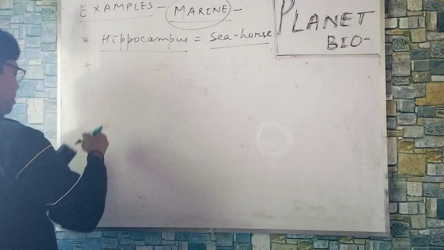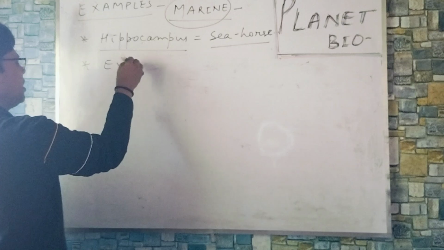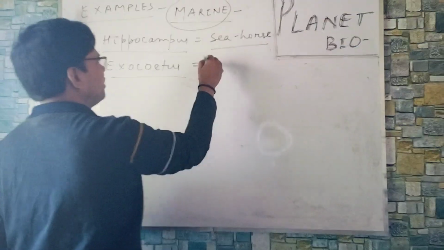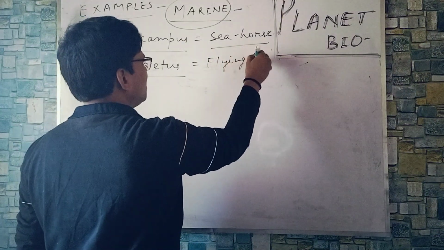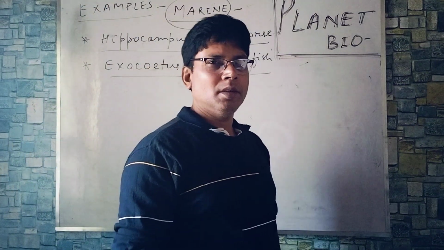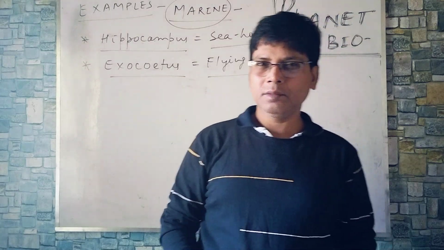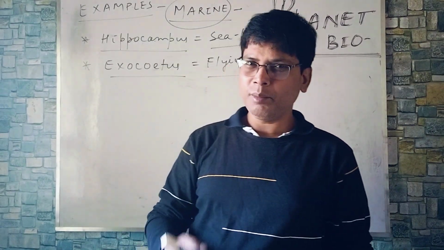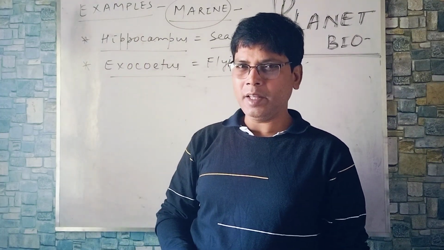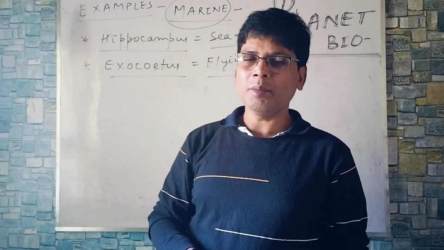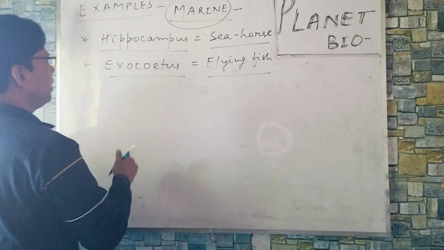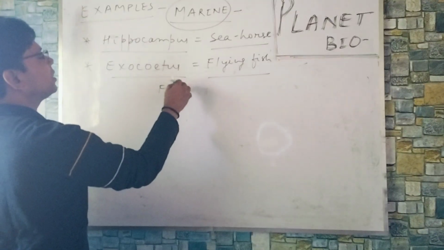And next one you can see Exocoetus, flying fish, that can spring or jump out of the water body up to a big height. Some people say in meters, some people say in feet. So it is capable of flying in the air and then coming back to the aquatic habitat. A special capability.